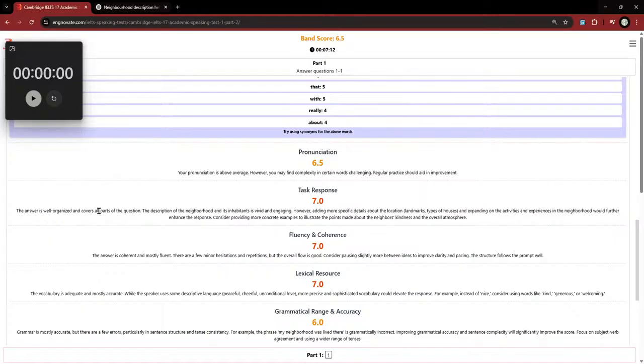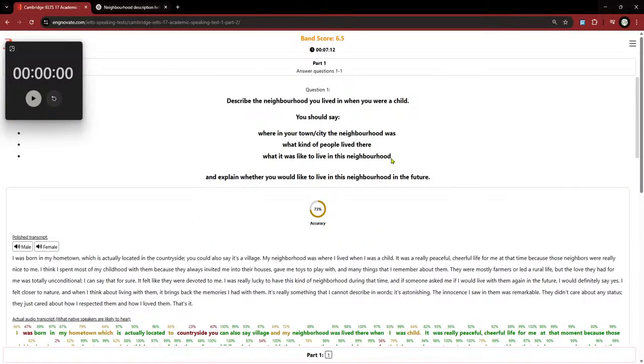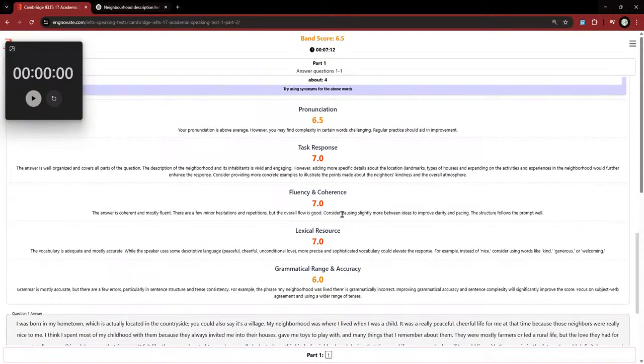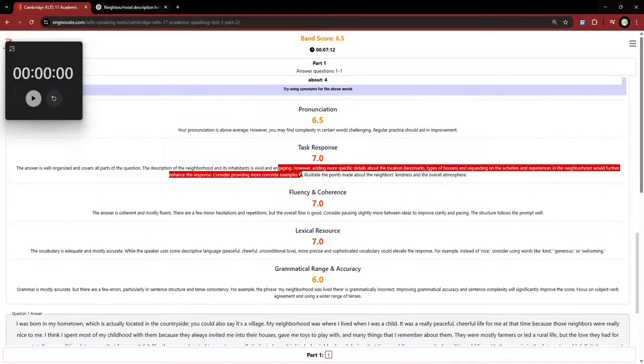The answer is well organized and covers all the parts of the question. The description of the neighborhood inhabitants is vivid, engaging. However, adding more specific details, like the location, landmarks, types of houses, and expanding the activities and experiences with neighbors would further enhance the response. Consider providing more concrete examples to illustrate the points made about the neighborhood's kindness and overall atmosphere. I didn't actually understand the question. Are they talking about the neighborhood or the people? They're talking about people, but they didn't talk about the infrastructure or the types of houses they had.